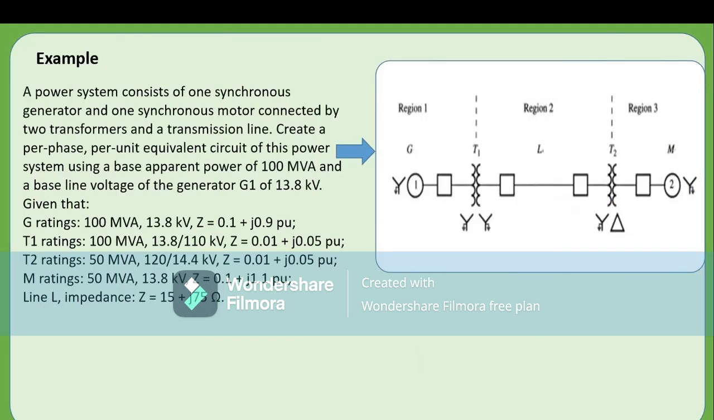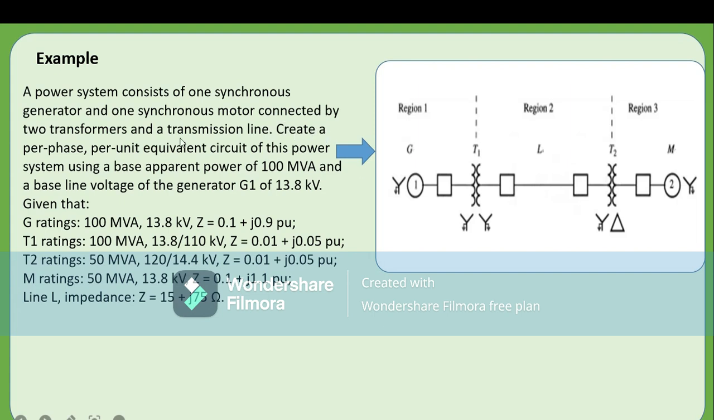So for a power system of this nature, if you look at this power system, you can see a transformer, so definitely our voltage will be divided. Meanwhile, let's look at the question. It says the power system consists of one synchronous generator, which is what we have here. This is a generator, and one synchronous motor, this is a synchronous motor M, connected by two transformers and a transmission line. Now this is transformer T1, transformer T2, and a transmission line.